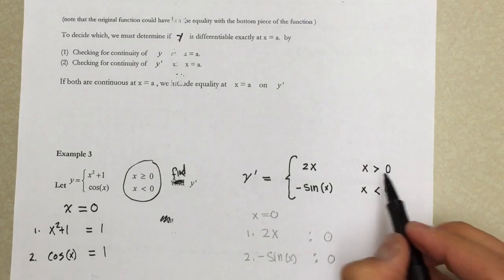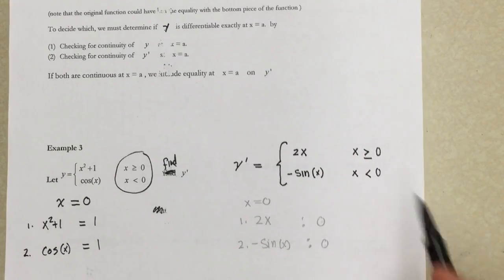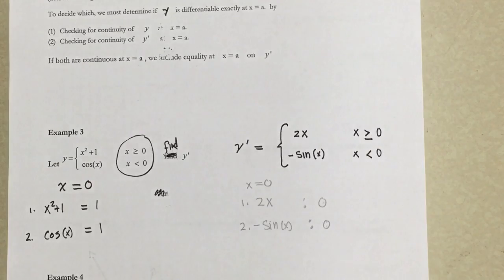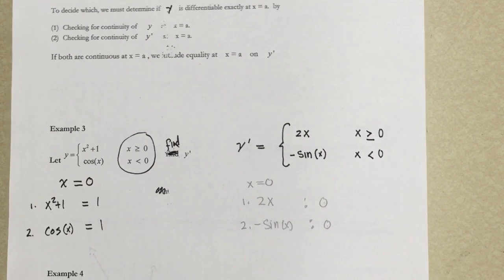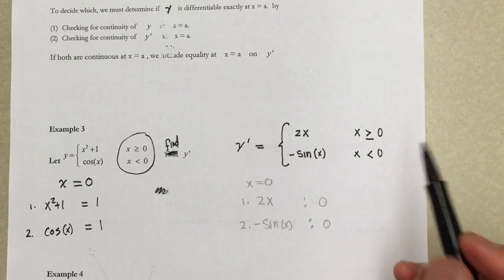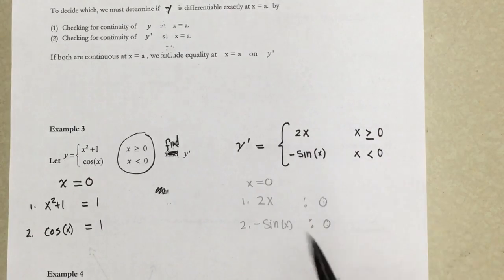So therefore, we need to go back and include the boundary point. Oh, that should be a greater than or equal to. That's the whole purpose of this lesson, which is to decide whether or not to include the boundary point within your derivative function.